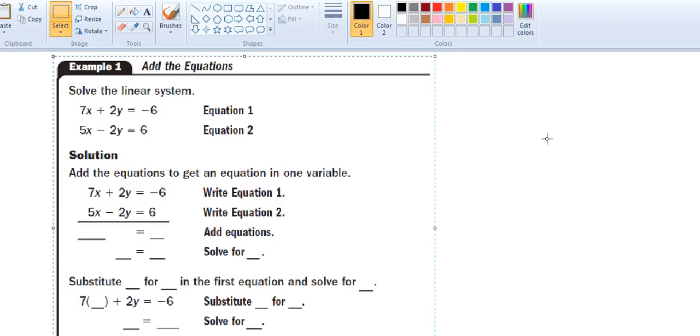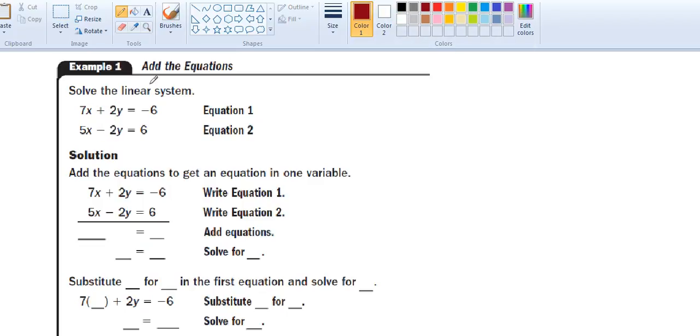Okay, let's start with example 1. Now, example 1, I want to just have you look at something. We've got two equations here. And the thing I want you to notice is that right here is kind of what we're always aiming for, something that cancels itself out. 2y and negative 2y are going to cancel each other out when you add them together. So always look for that.